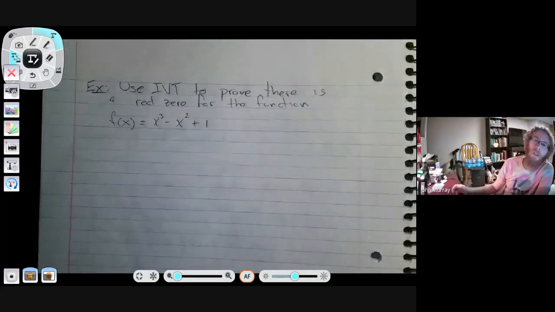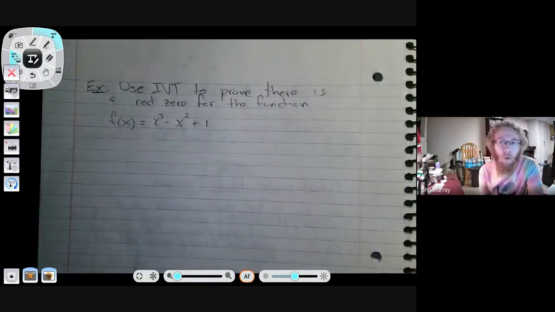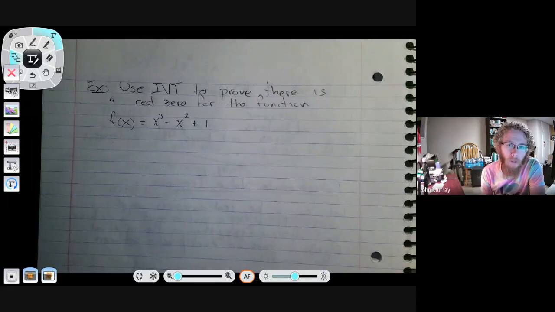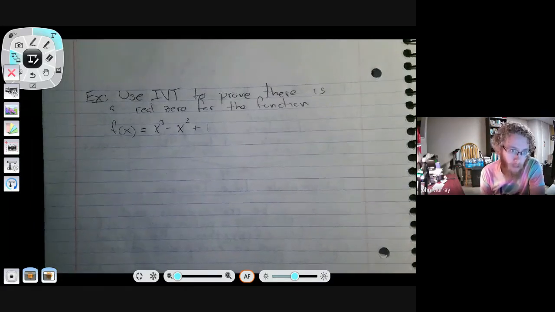Okay, so we're going to use the intermediate value theorem to prove that there is a real zero for the function f of x equals x cubed minus x squared plus 1. Now notice, I'm not asking you what is that zero, right? I don't want you to solve this. I just want to be able to convey the message that there is a zero.